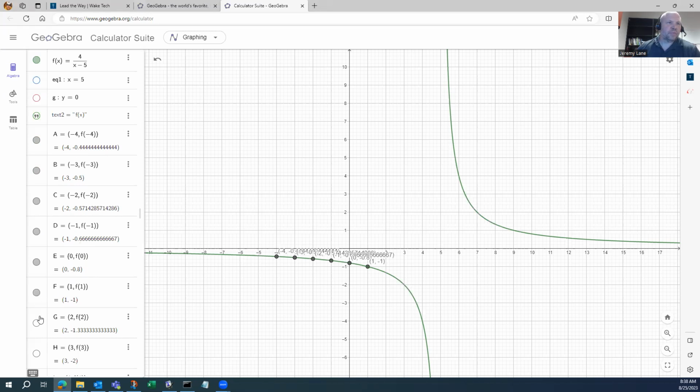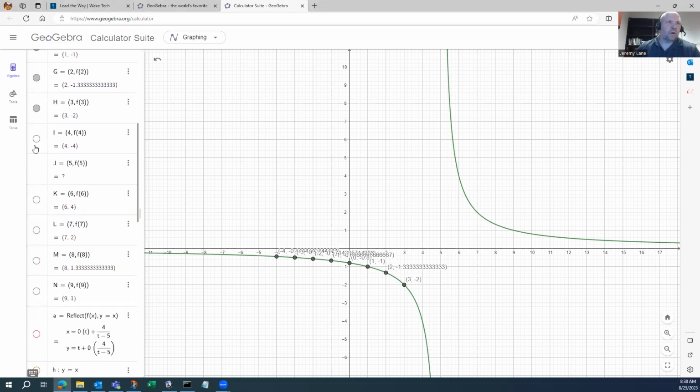Now we want to make sure that we plot enough points in order to make sure that we are capturing all the behavior that we need to capture. So you may need to plot quite a few points in order to make that happen. So here we've plotted several points to get an idea about what's going on. So we have our function, we have points plotted.